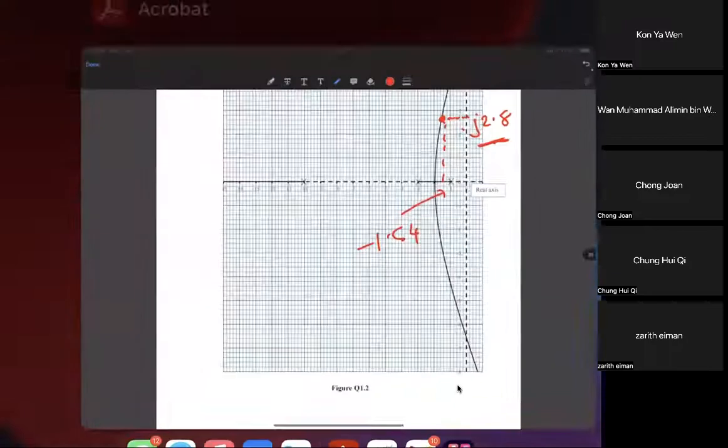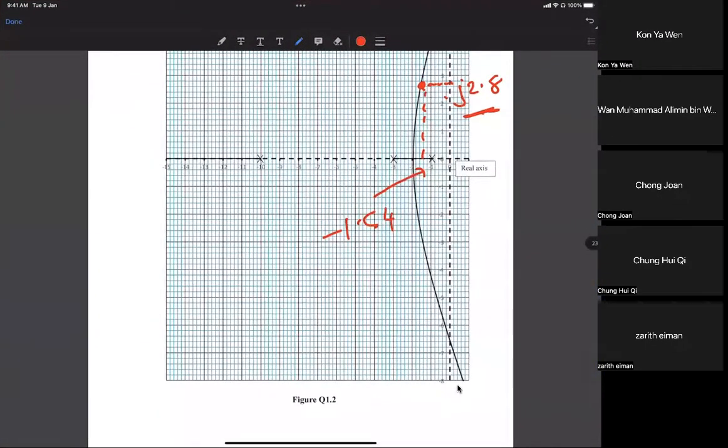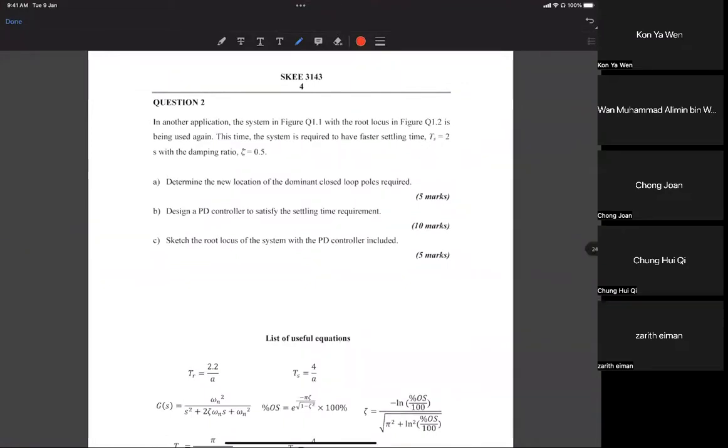So the last question is question number 2. Can you read for me? In another application, the system in figure Q1.1 with the root locus in figure 1.2 is being used again. This time, the system is required to have a faster settling time Ts equals 2 s with the damping ratio zeta equals 0.5. Determine the new location of the dominant closed loop poles required. Design a PD controller to satisfy the settling time requirement.